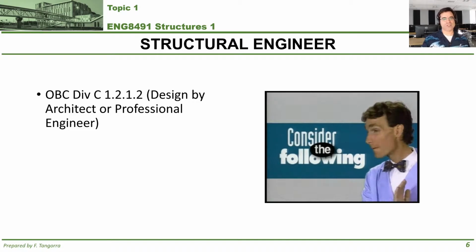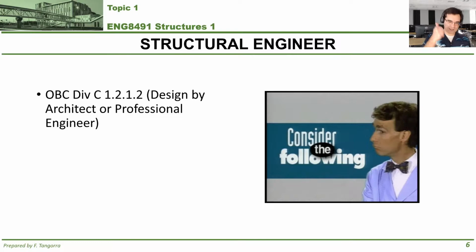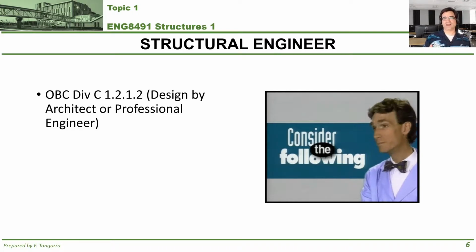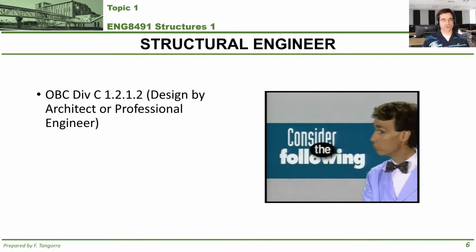1.2.1.2, which describes a little bit what architects and professional engineers need to be designing according to the building code. There are certain things that an architect must do, and there are certain things that a professional engineer must do, and there are certain things that they both do.